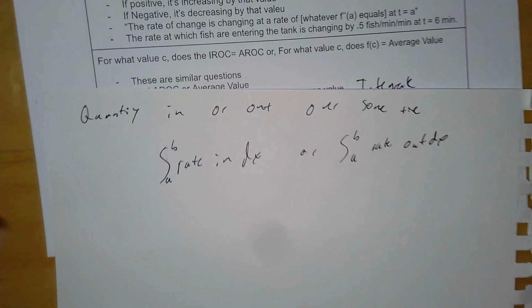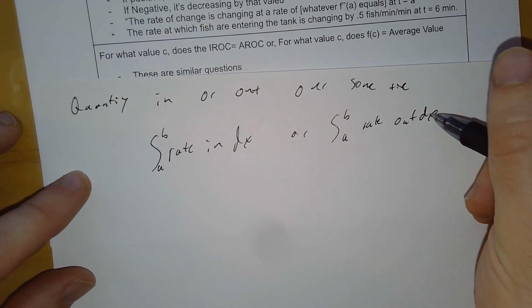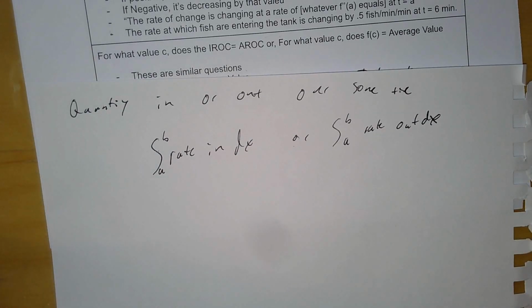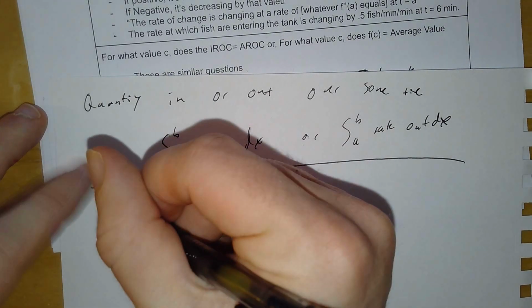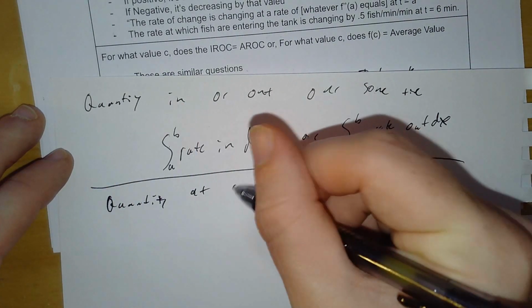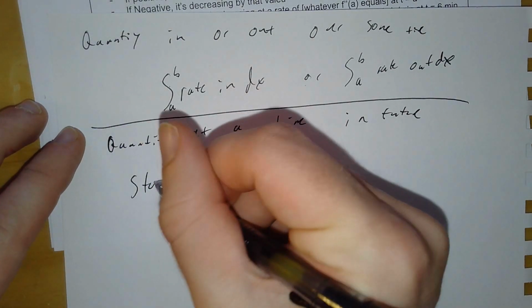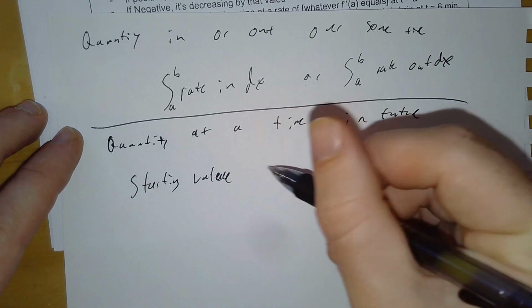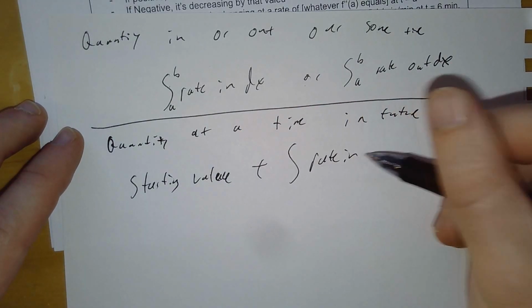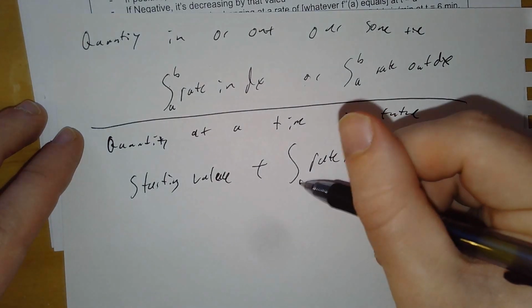And that was something I saw a lot on the test that you all missed. You struggled with this. Oftentimes, there was a question on the last test that asked for the quantity that entered in a given time, and a lot of you just added that starting value for no reason, right? If I want a quantity at a time in the future, that's when you do that, right? If I want the quantity at a time in the future, that's when you take the starting value and you add the integral of rate in minus rate out dx, from A to B.